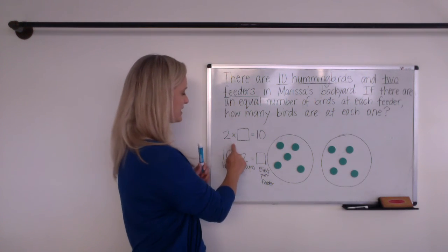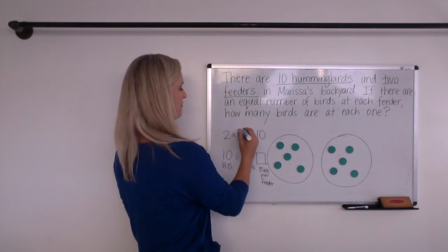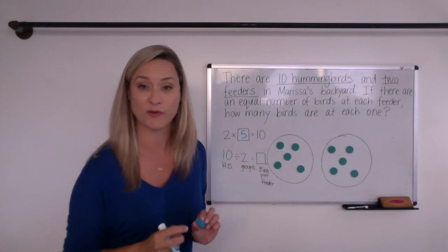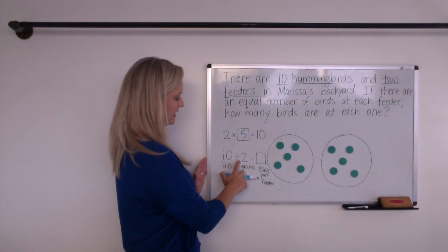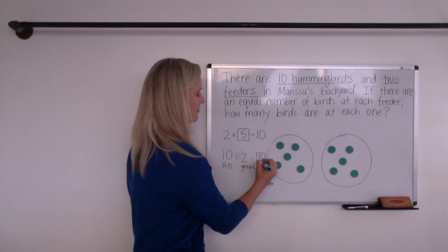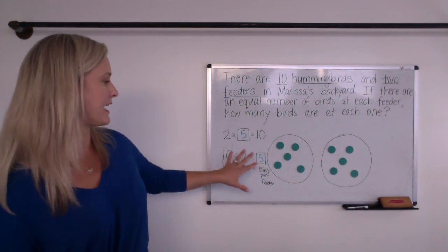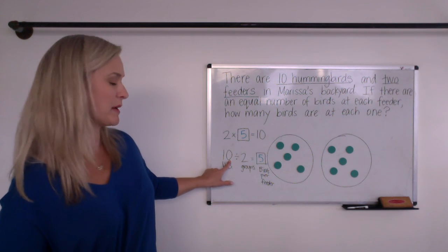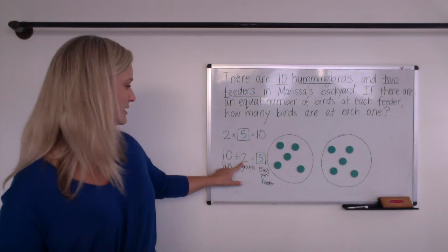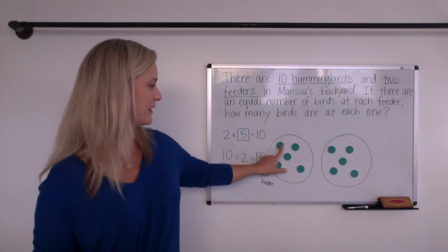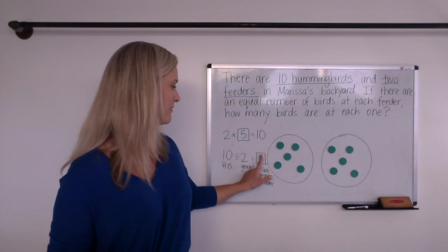And same for this, if you knew 2 times 5 was 10, then you probably already knew the answer. And we can connect that to the fact family 10 divided by 2 equals 5. But we can also see that here in the picture. 10 hummingbirds, those are the green circles, divided by 2 groups, black circles, equal 5 birds per feeder. 1, 2, 3, 4, 5.